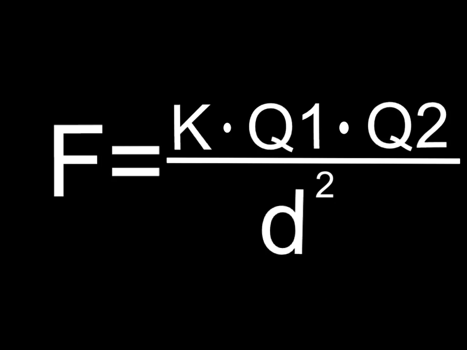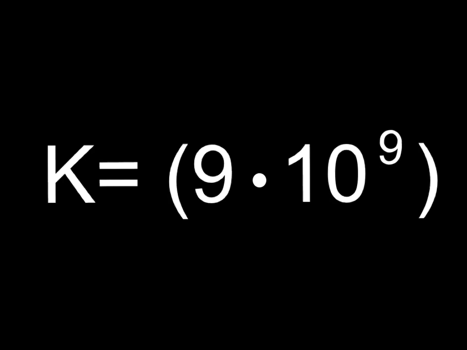In order to use Coulomb's law, you need a formula. The force is equal to K times quantity 1 times quantity 2, divided by the distance between them squared. The K in the formula is equal to 9 times 10 to the 9th. So every time you use Coulomb's law, K would be equal to this.